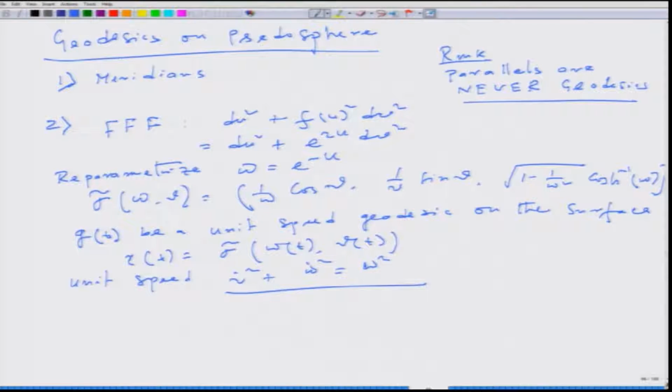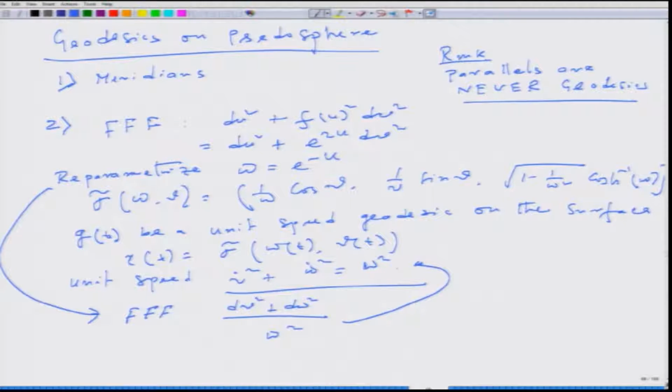Because after reparameterization, the first fundamental form becomes dv square plus dw square over w square. If I integrate the first fundamental form, I get the length of the curve, and I am taking a unit speed curve. So, this will give us that v dot square plus w dot square equals w square. Let us put a mark on this equation, star.